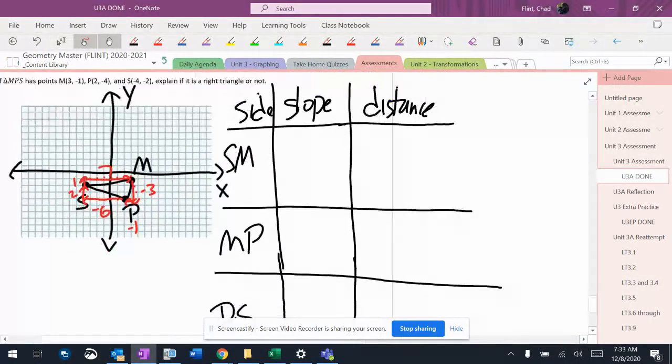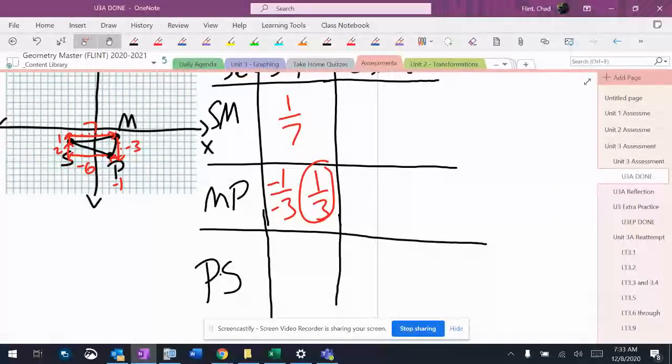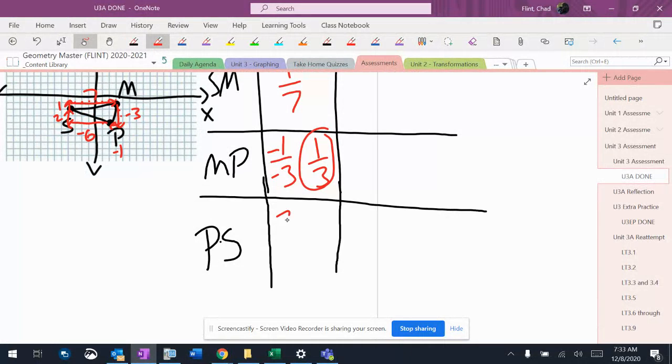So from S to M, rise over run for slope is 1/7. From M to P, I'm going down 1, left 3, which is 2 negatives, so it should be +1/3. And then from this one, it's 2/-6. All right, I'm going to talk about that in a minute when I get done.